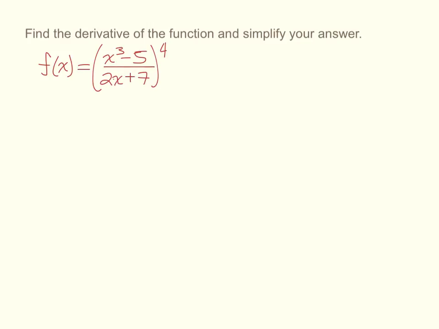Find the derivative of the function and simplify your answer. f of x equals the quantity x cubed minus 5 over 2x plus 7, raised to the fourth power.